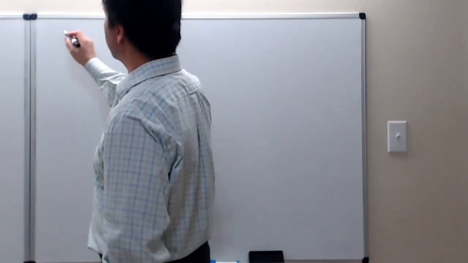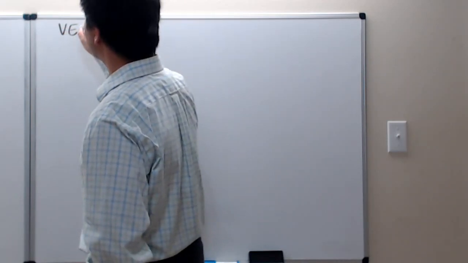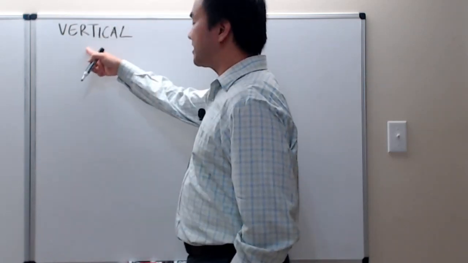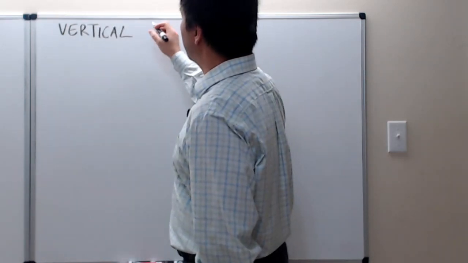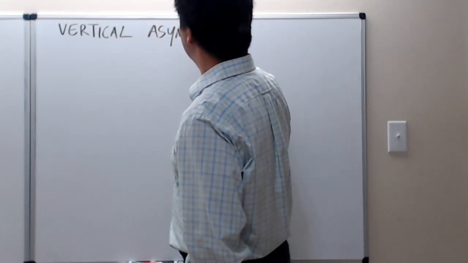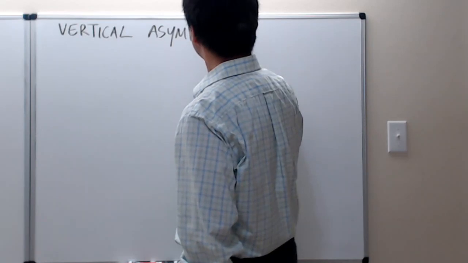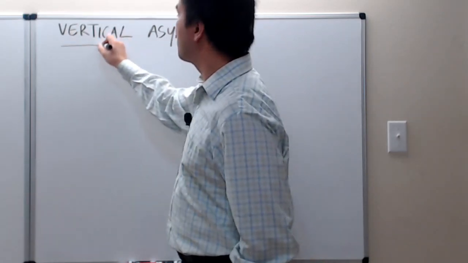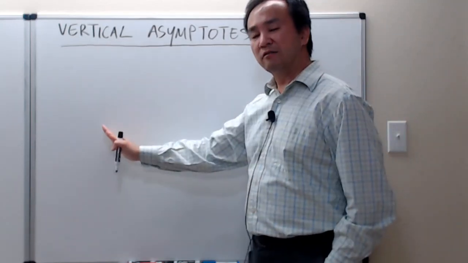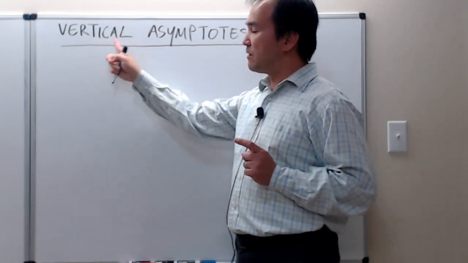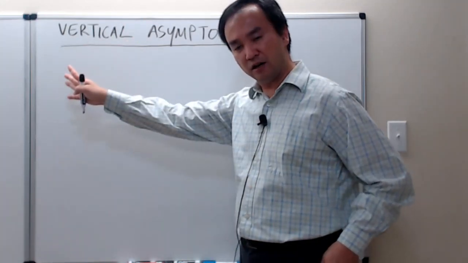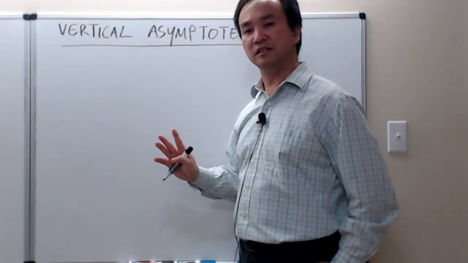So allow me to write down the discussion title over here. We're going to be reinvestigating what it means to have vertical asymptotes. All right. And the reason I'm saying that vertical asymptote is an old concept is that yes, it is true, we have seen this way back in our very early days of learning algebra.